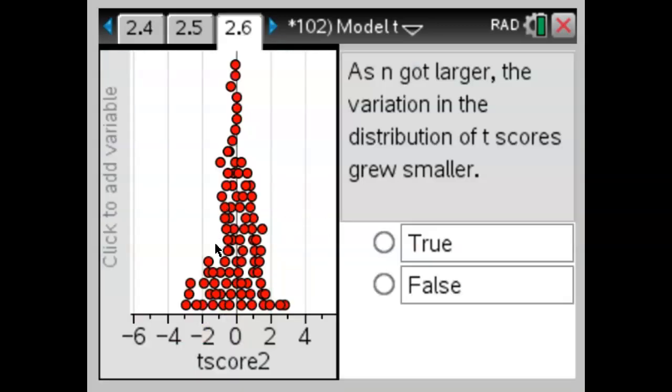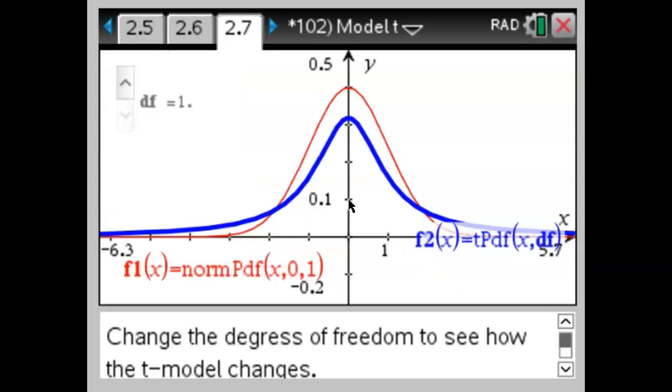So now, if you take a look at this, this is much more compact. As the size of my sample got larger, there's less variation. So my distribution of t-scores is getting closer together. As the size of our sample increases, this is actually going to get closer and closer to looking approximately normal.